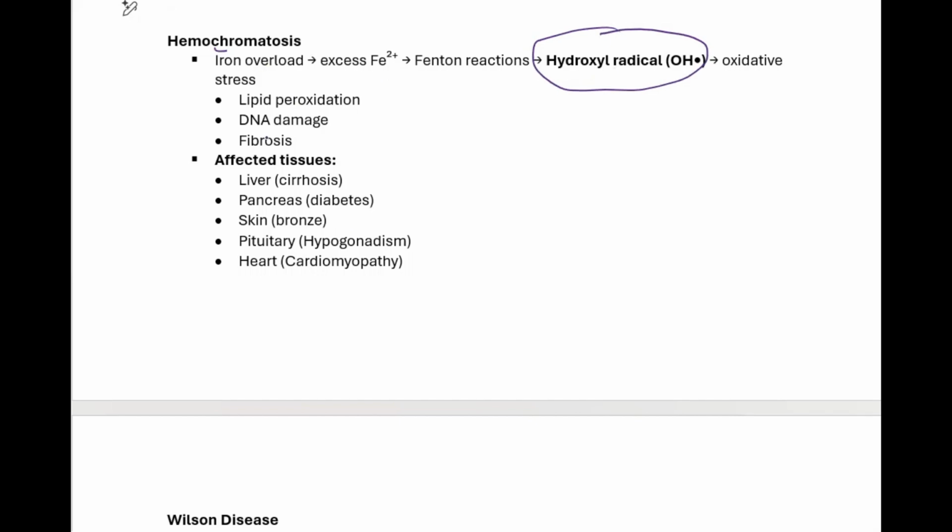So that will lead to lipid peroxidation, DNA damage, and fibrosis. And in patients who have hemochromatosis, it could affect their liver, so they could have liver cirrhosis, it could affect their pancreas, they could have diabetes, it could deposit in the skin, they could have bronze skin. So that's why we call it bronze diabetes. So anytime you see a question whereby they're talking about somebody who has diabetes, hyperpigmentation of their skin, and liver cirrhosis, you should start thinking about what? Hemochromatosis. It could also affect their pituitary, thereby having hypogonadism, and it could also deposit in the heart, thereby leading to what? Cardiomyopathy. And classically, this could lead to either restrictive cardiomyopathy or dilated cardiomyopathy.